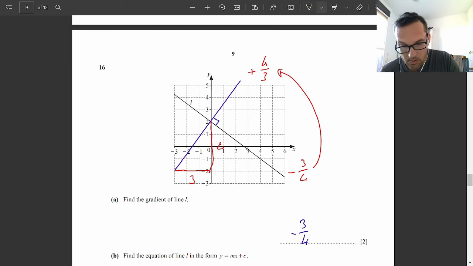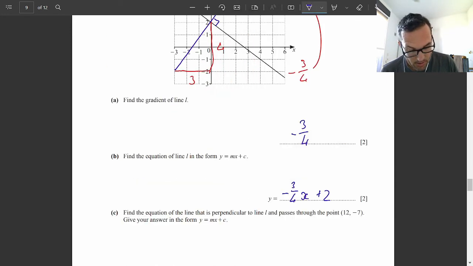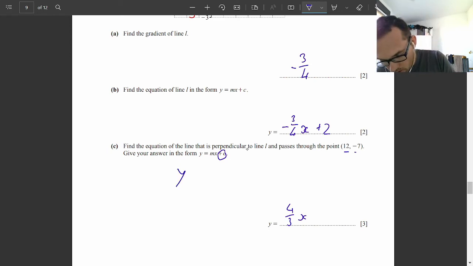So from there to there, it got inverted. It got swapped around. And that will always work for a perpendicular line gradient. So we already know that our equation will be y equals 4 over 3x. The next thing to find is the plus c, as our line was not correct, because it goes through the point 12, -7, and that doesn't fit on the graph. So let's write what we have: y equals 4 over 3x plus c.